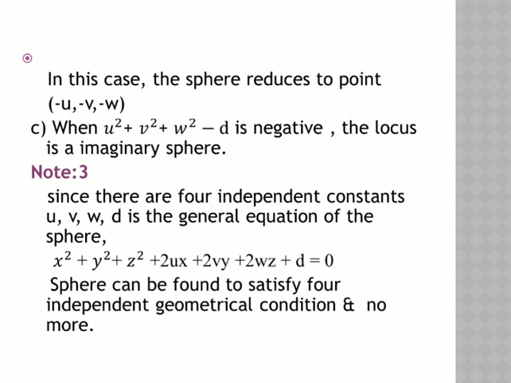In note 3 we see that since there are four independent constants, u, v, w, d, the general equation of the sphere is x² + y² + z² + 2ux + 2vy + 2wz + d = 0. The sphere can be found to satisfy four independent geometrical conditions and no more.